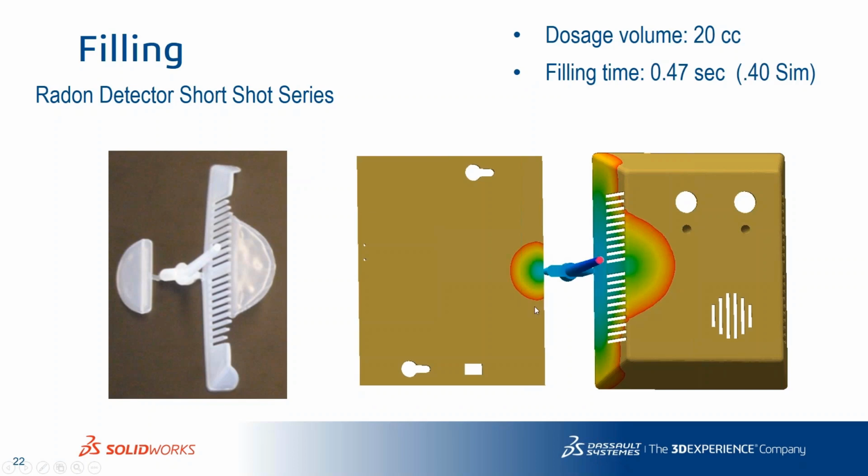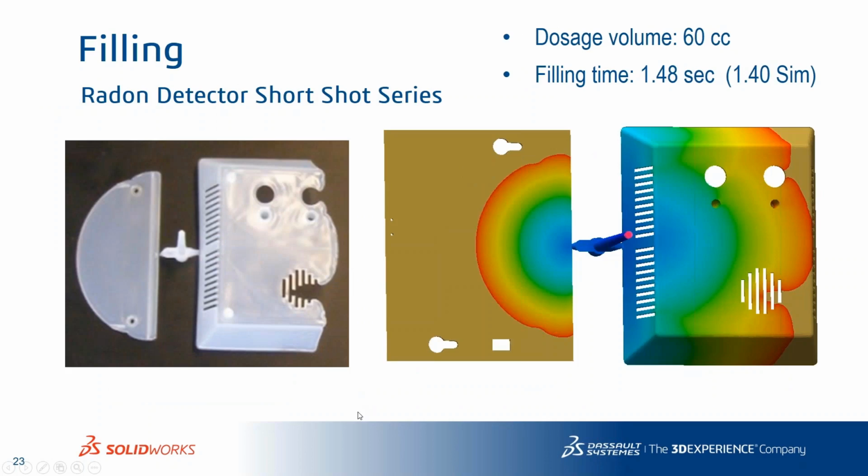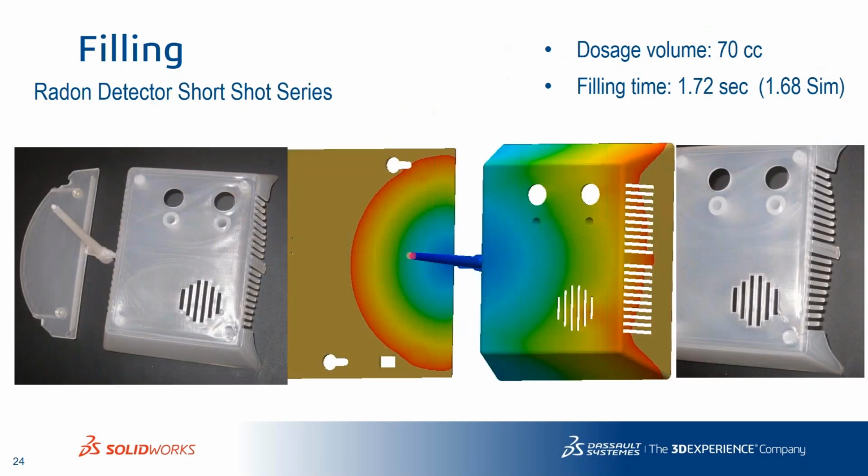So here's the first example, which correlated with the results that we got. You can see that it is almost exact in this case. So we ran the analysis, 20 cc dosage volume, filling time 0.4 seconds, and this was the result that we got on the analysis. This was the short shot, and here was the actual part itself. Here's the second run that we did. Again, very close in terms of results, almost exact in this case. And then here's the third run.